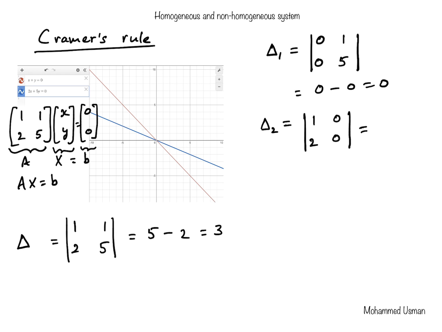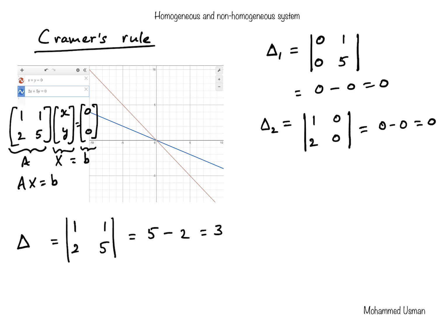and again the determinant for this is 1 into 0 is 0, minus 0 equals 0. So we get delta 1 equal to 0 and delta 2 also equal to 0, and the determinant of the original A matrix is equal to 3, which is not 0, and therefore it has a unique solution.